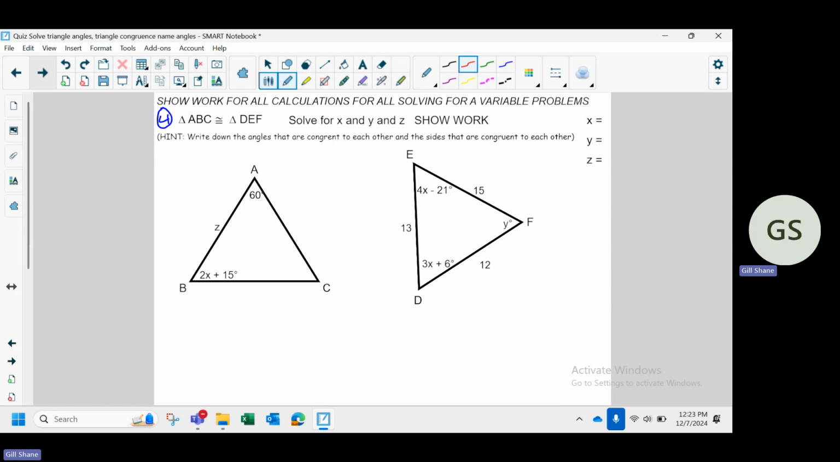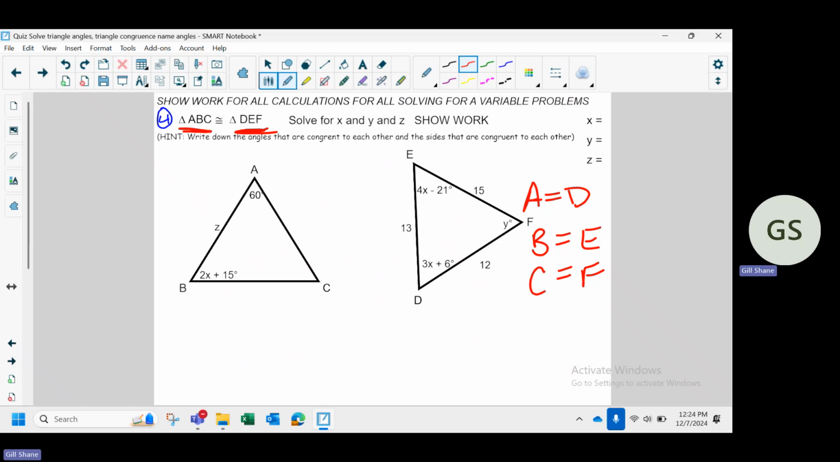So if I know to use the names, which is how we match things up, and I know those two triangles are congruent, just write down which angles, where each angle is represented by a letter. So angle A equals D. That's it. B is equal to E, C is equal to F.